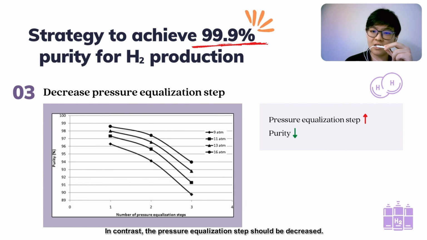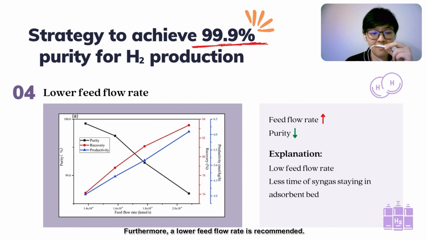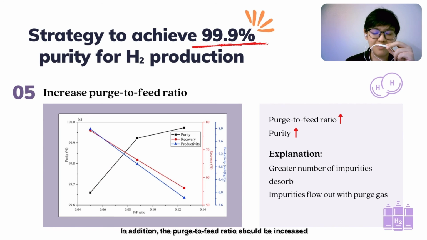In contrast, the pressure equalization step should be decreased. This can be proved through the graph shown. Furthermore, a lower feed flow rate is recommended. This is because the time of the gas staying in the adsorbent bed to contact with the adsorbent will be shortened. In addition, the purge to feed ratio should be increased to ensure a greater number of impurities in the bed can be dissolved and flow out with the purge gas.